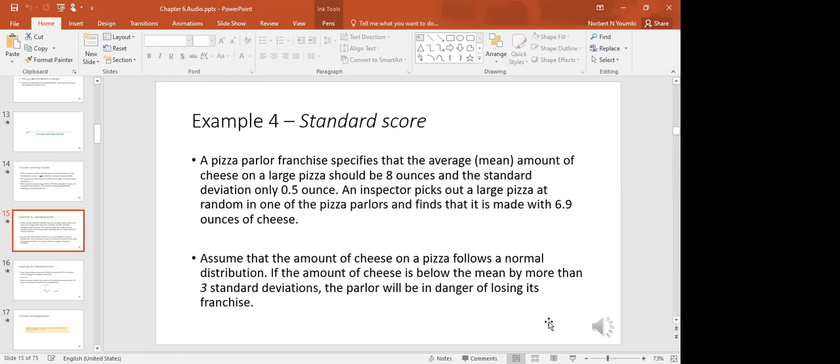We could also use the standard normal distribution by finding the standard score of the amount of cheese that you have. The standard score tells us how many standard deviations you have moved away from the mean. So z will be 6.9 minus 8 divided by 0.5, which is negative 2.2.